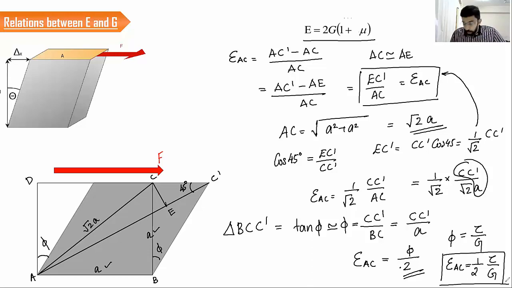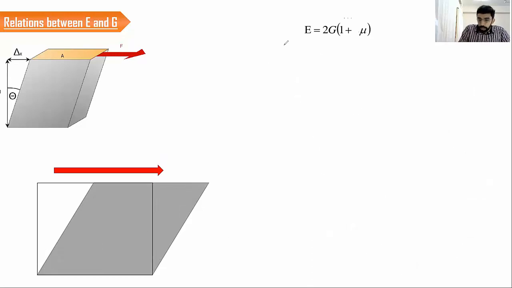That means when the system is acted upon by a shear force, the strain happening in the diagonal is half of tau by G. It is not tau by G, it is half of tau by G. It's a very important relation. Now we will use this relation for deriving the relation between E and G. We have derived that the strain along the diagonal AC is nothing but 1 by 2 into tau by G.